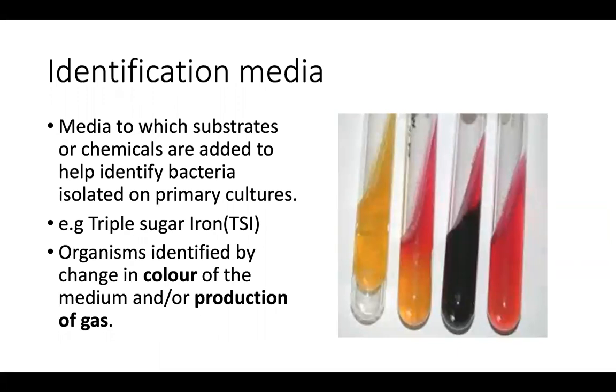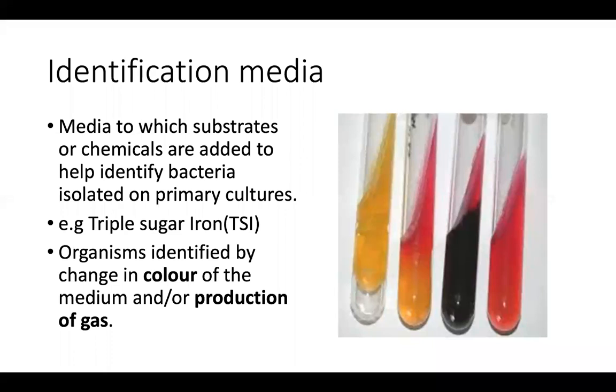This is media to which substrates or chemicals are added to help identify bacteria isolated on primary cultures. Primary culture is usually the very first growth. So you have a specimen, for example, a patient with pneumonia. You take a sputum sample and you inoculate it onto a solid medium. That's called a primary culture. If that bacterium forms colonies, that's a primary culture.